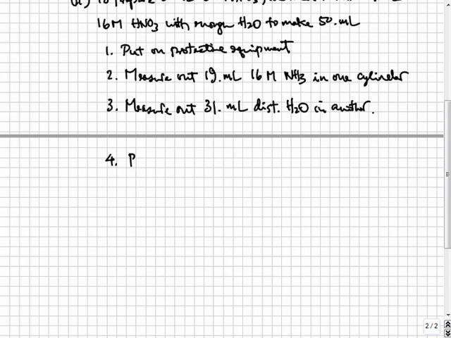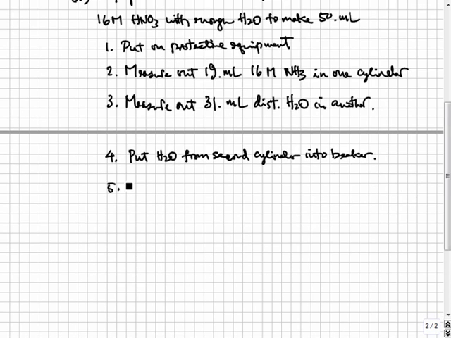Then we'll put H2O from the second cylinder into the beaker. Finally, we will mix in the HNO3 from the first cylinder, and then we can stir. Some students would answer that after step 2, you can pour enough water into the first cylinder to make the total volume come out to be 50 milliliters. Well, that formally is correct and will give you a solution at the right concentration.